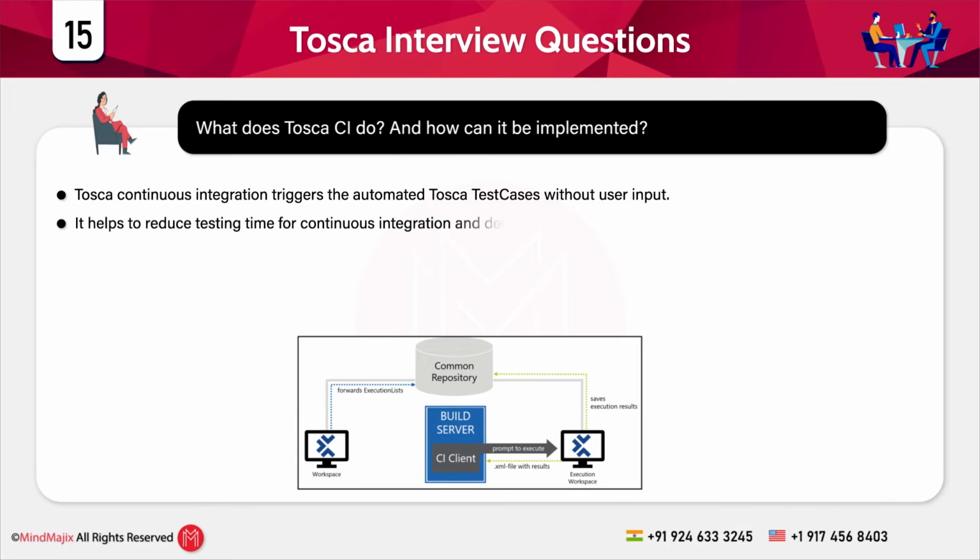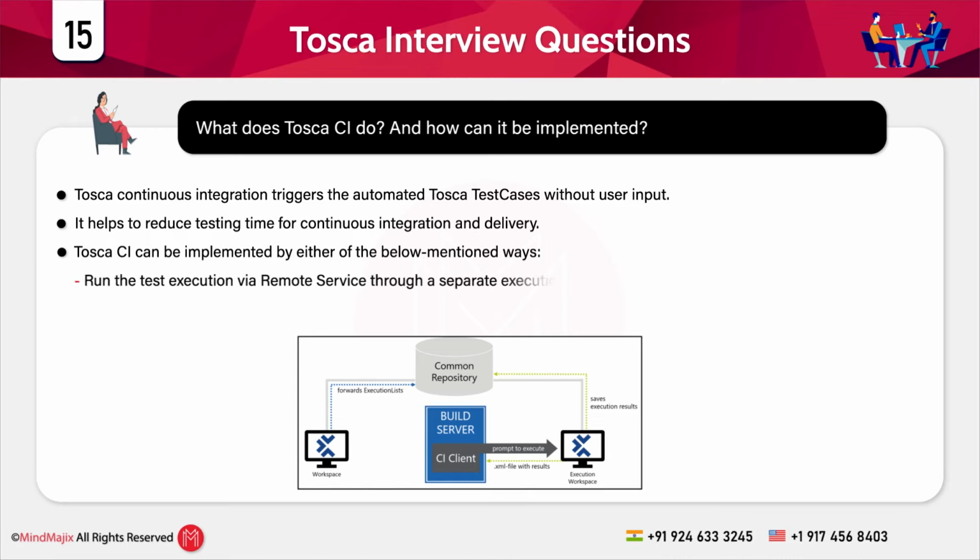It helps to reduce the testing time for continuous integration and delivery. And now if you talk about the different ways through which it can be implemented, there are two ways. In the first way, you run the test execution via the remote service through a separate execution workspace. And in the second way, you use the Tosca CI together with Tosca distributed execution. So these are the two ways through which you can implement the Tosca CI.